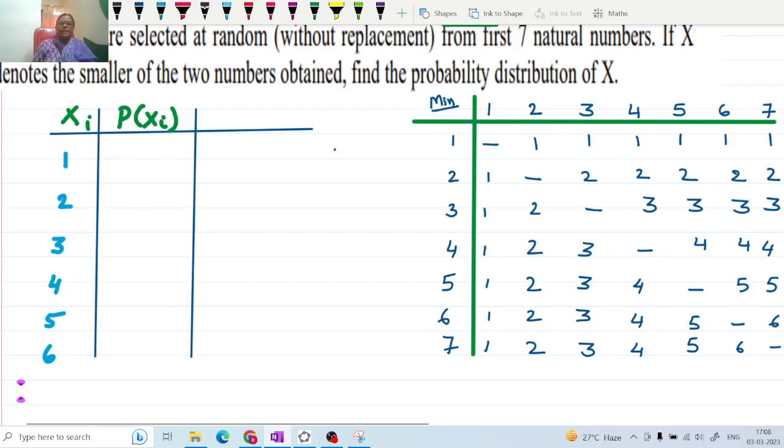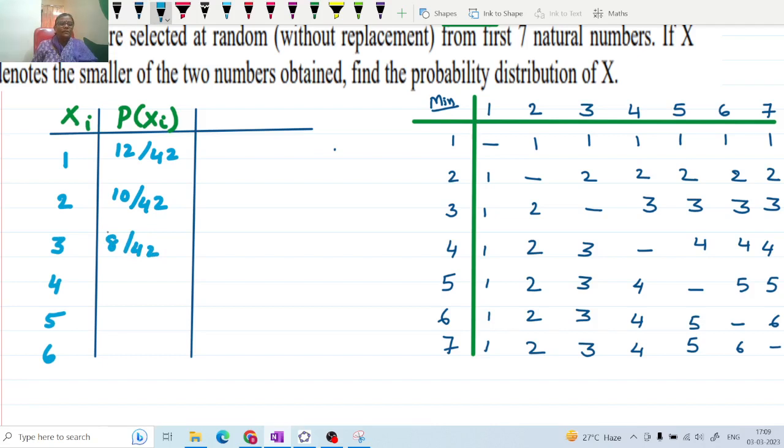So the number of ones is 6 here, 6 here. So it is 12 on 42. The next number that you have is 10 on 42. The next number that you have is, sorry, it's not 12, it's 8 on 42. That's 8 on 42.